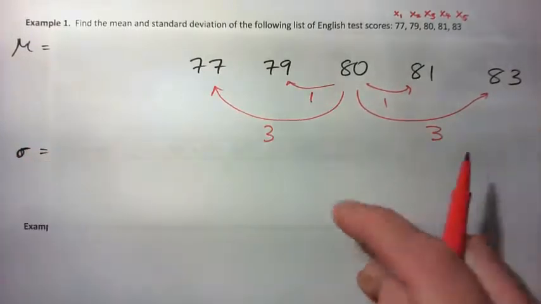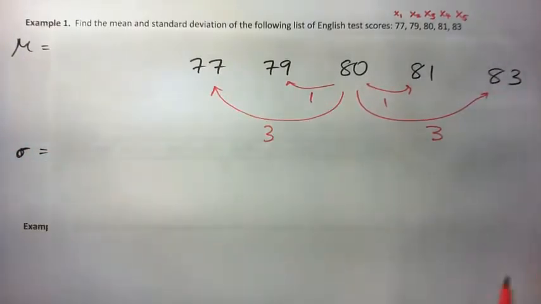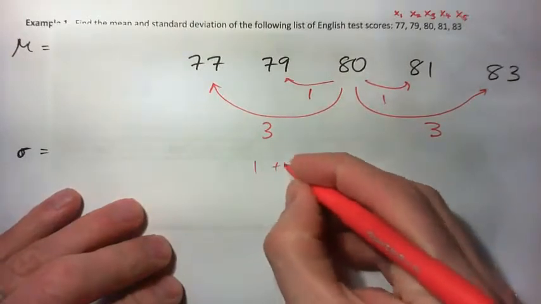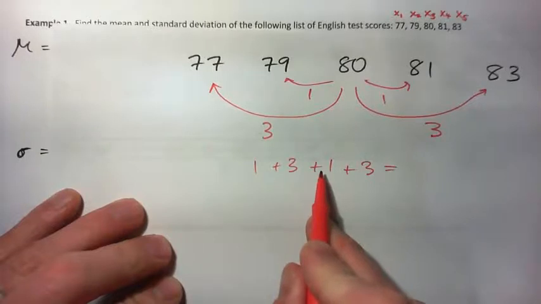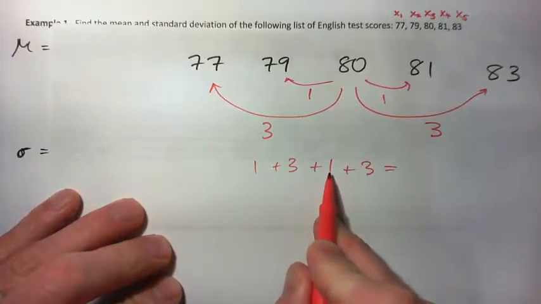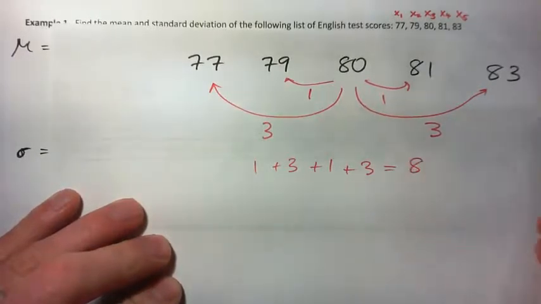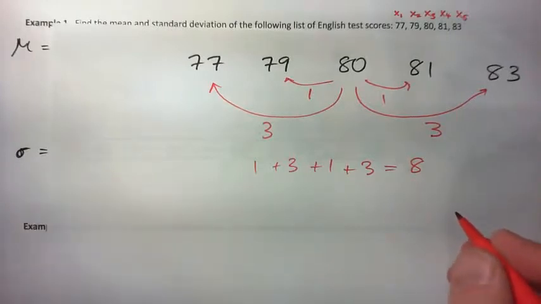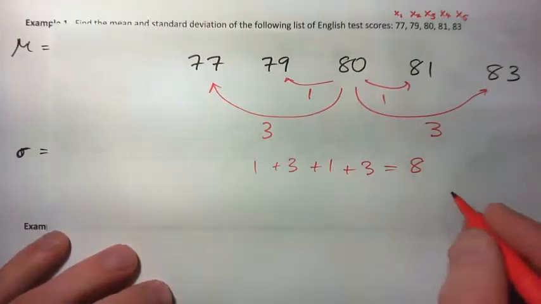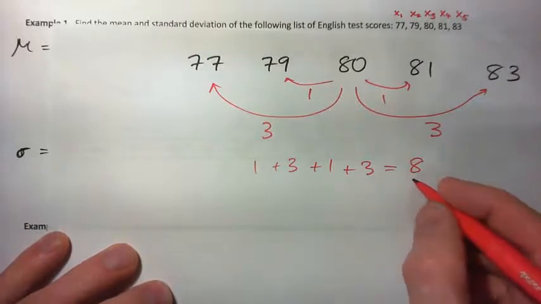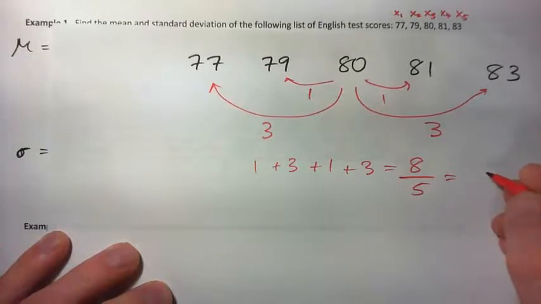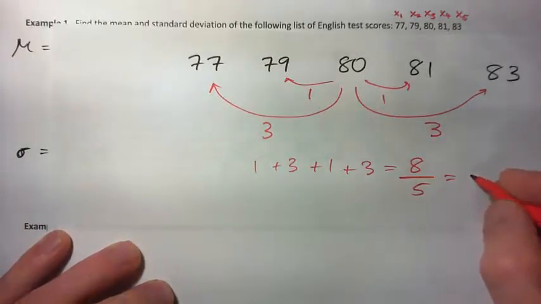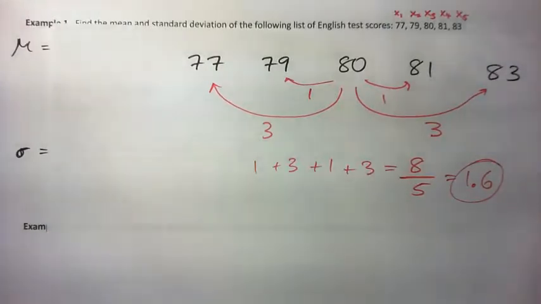And so why can't we say that if we add them all up, 1 plus 3 plus 1 plus 3, which is 4, 5, that's 8. Why can't we say, look, there was 8, and if we divide that by the number of numbers, say there's 5 numbers, 8 over 5 gives 1.6. Why can't we say the standard deviation is 1.6?